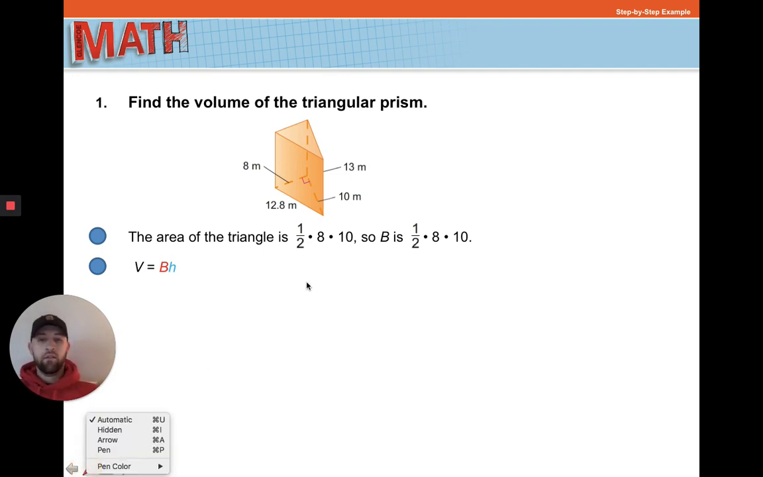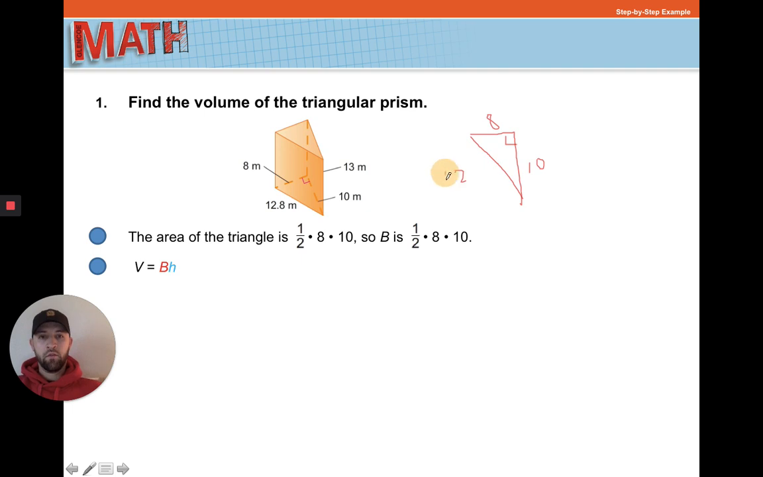Again, here's what this looks like. If I was to just take this triangle that's on the bottom and pull it out, it would look something like this. I know it's not perfect, don't make fun of me. Okay, and 8 would be up top, 10 would be on the side, and 12 and 8/10 would be on the diagonal line. Okay, 1/2 times base times height. This is what they did here.